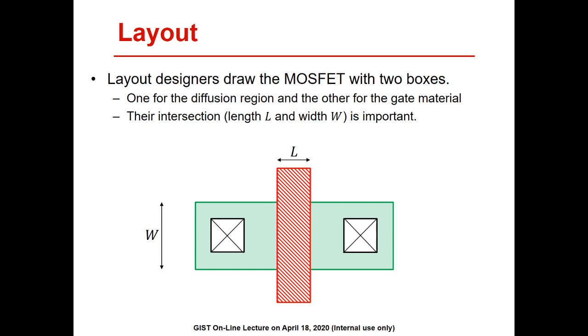Two boxes are required. One is for the diffusion region, corresponding to the source and drain, and the other for gate material. Their intersection with the length L and the width W is important. As we can see in lecture 11, these parameters determine the IV characteristics of the MOSFET.